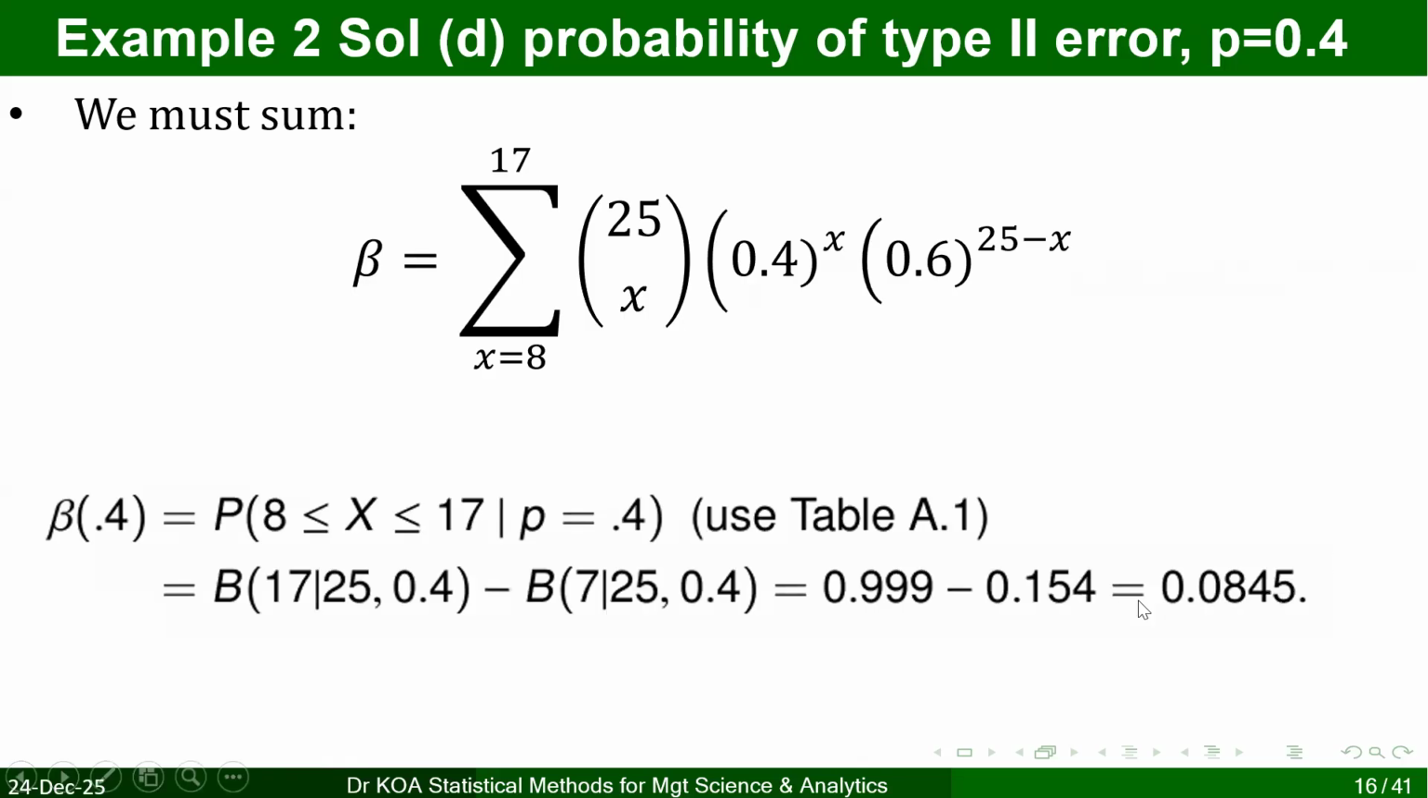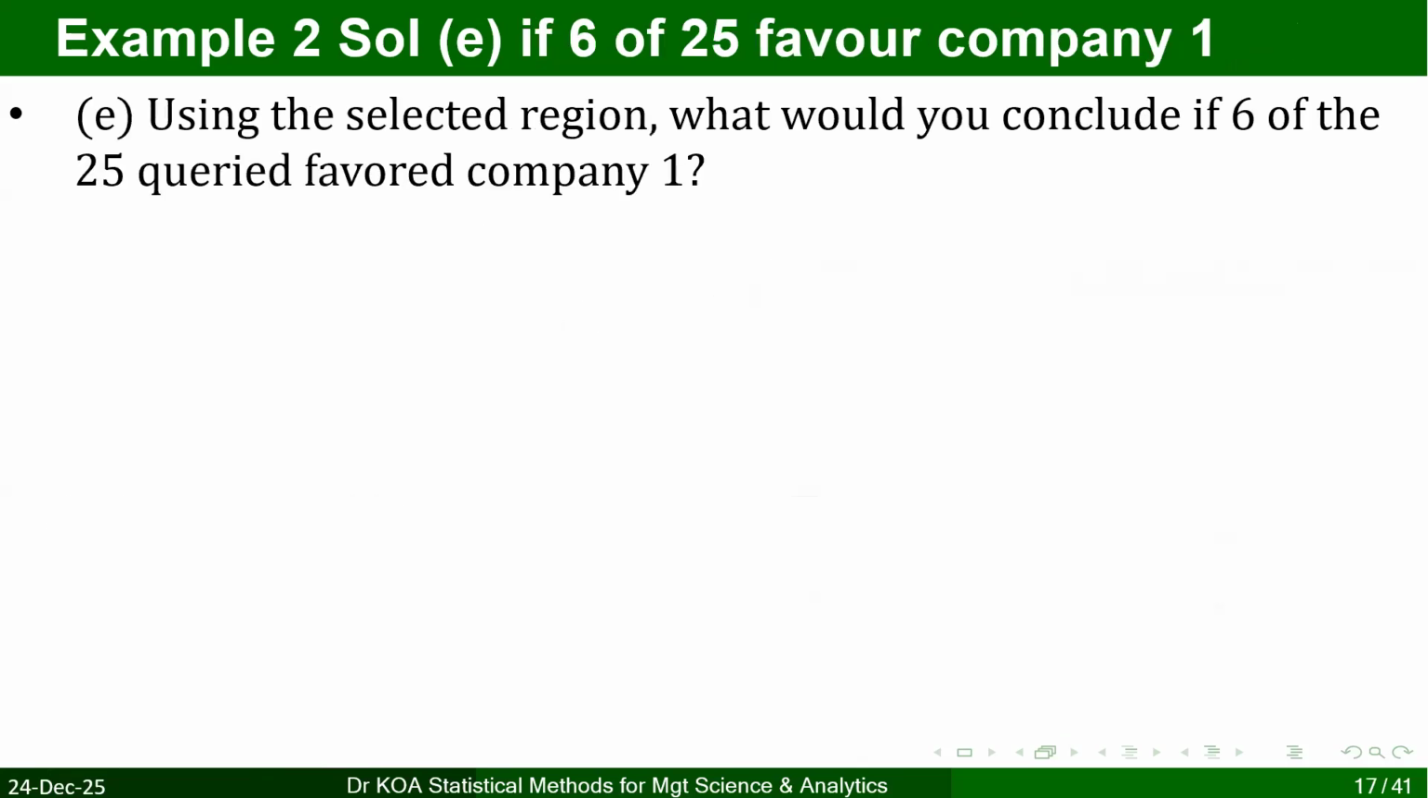0.0845. And that is the probability of committing the type 2 error.